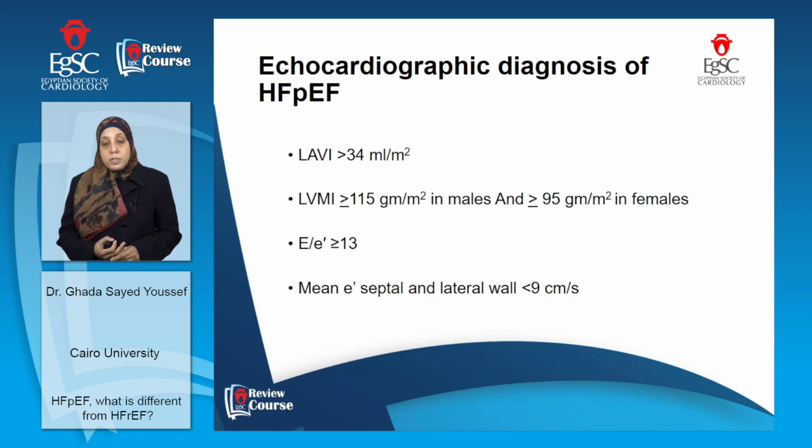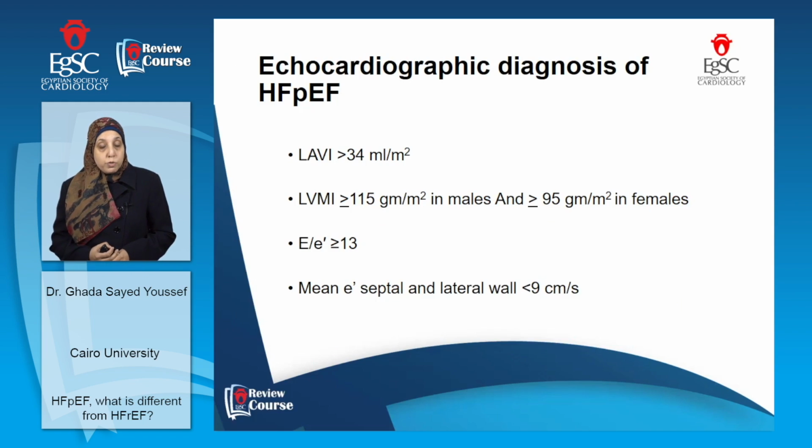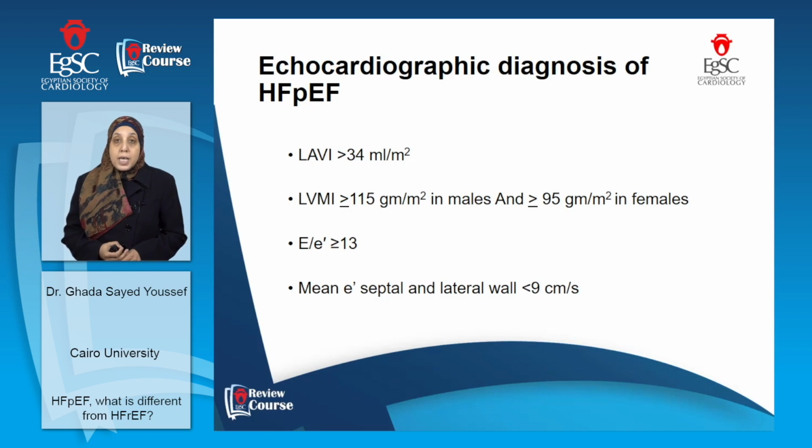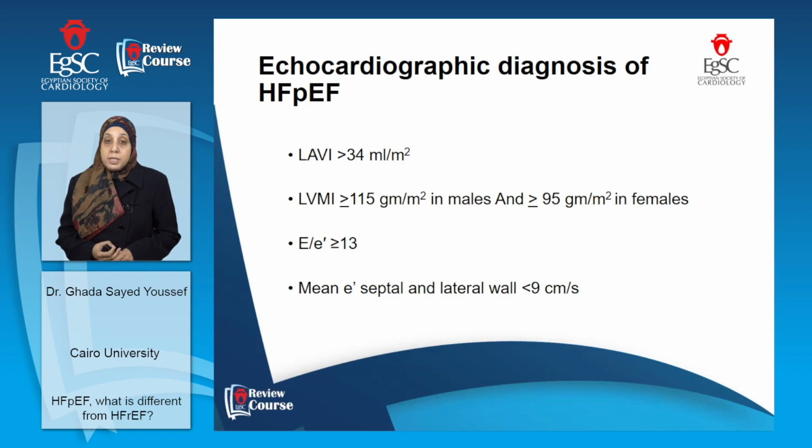The European Society put certain criteria for diagnosis of HFpEF. They said that if the left atrial volume index is more than 34, if the left ventricular mass index is more than 115 in males and more than 95 in females, if the E to E prime ratio is more than 13, and if the mean E prime, average of the septal and the lateral walls, is less than 9 centimeters per second, this confirms the diagnosis of HFpEF or increases the probability of diagnosis of HFpEF.